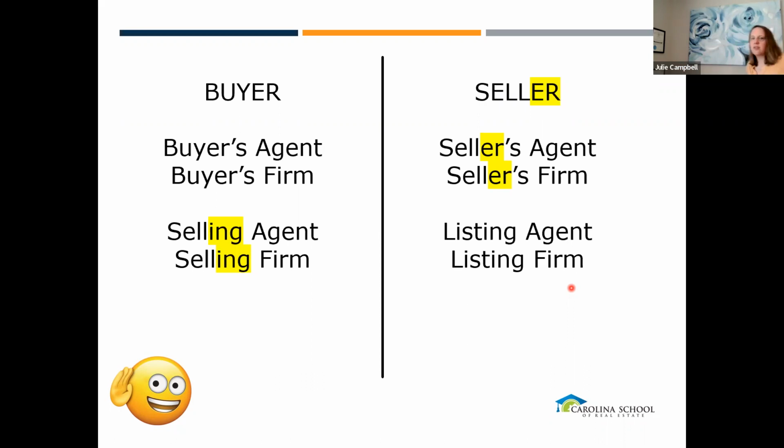The one working with the seller could be referred to as the seller's agent or the seller's firm, but they could also be referred to as the listing agent and the listing firm. Again, we're going to see this slide a couple more times by the time we're done. And I need you guys to see and hear the difference between the ings and the ers. When we're talking about the selling agent or firm, we're referring to the one working with and assisting the buyer. They're selling the property to the buyer.